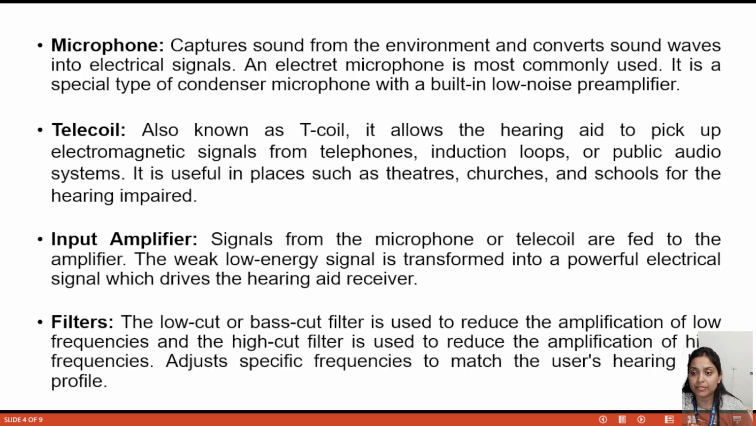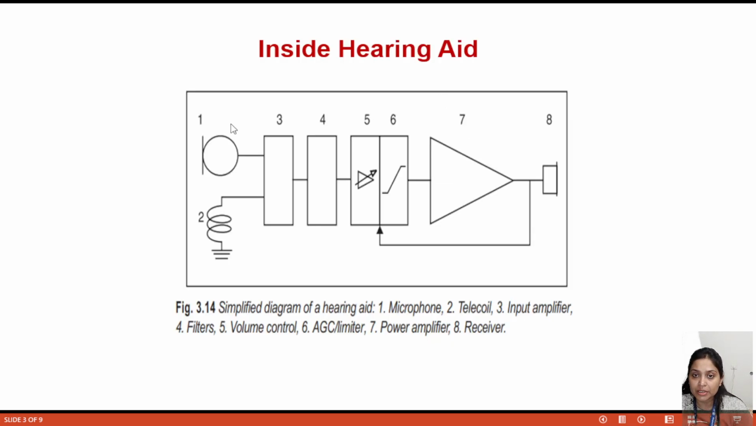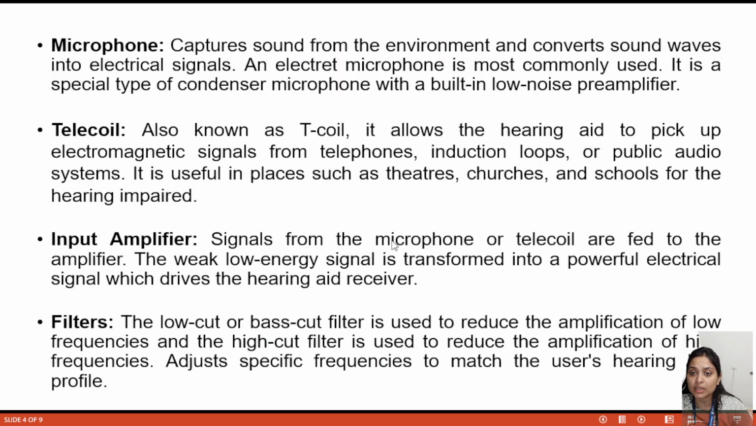Now the input amplifier. Amplifier, all of you know it. That means it is the process of amplification. Okay. So if the signal is weak, then it increases the sound. Okay. So what is this? Signals from the microphone or telecoil are fed to the amplifier. Okay. So that means here it is a microphone, then it is a telecoil. Both the inputs are going to the input amplifier.